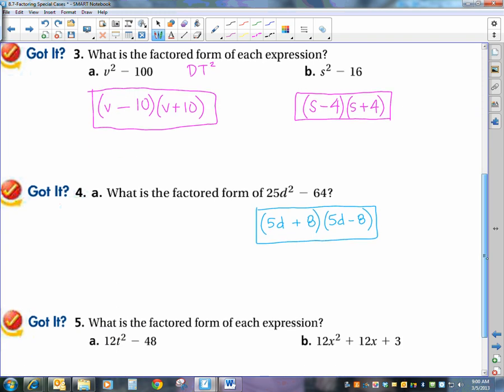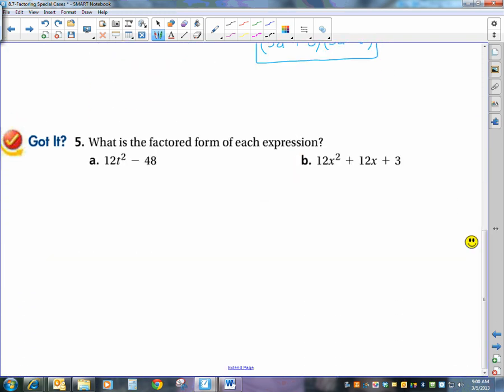And the last ones we have, they put them both together, so we've got to figure out what we have. Two terms, okay? Two terms are going to factor. If there's two terms, I'm going to have two factors, okay? Three terms is one factor squared.